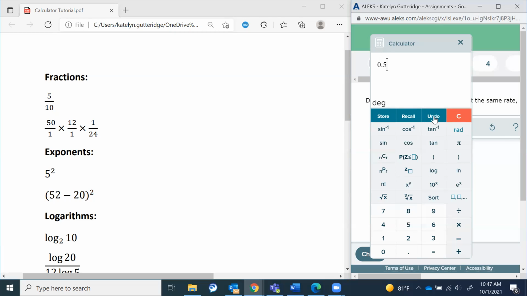Sometimes you can, sometimes you can't. So just keep that in mind. Once you clear, think of it like you're completely wiping the history of the calculator.